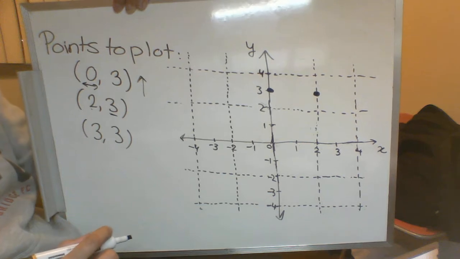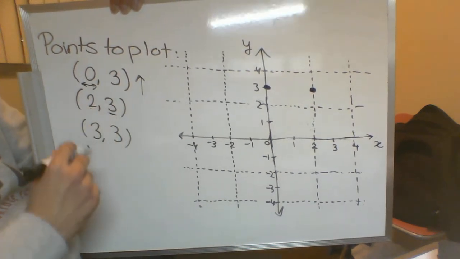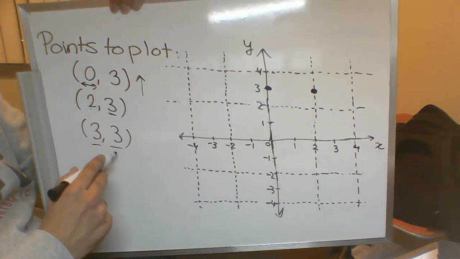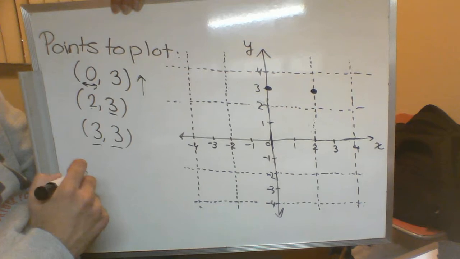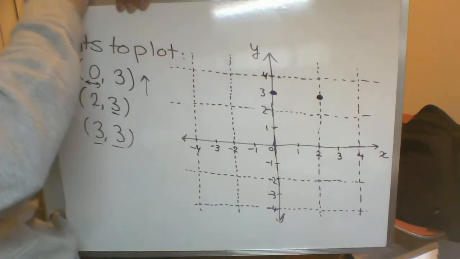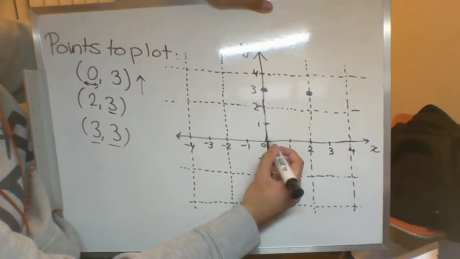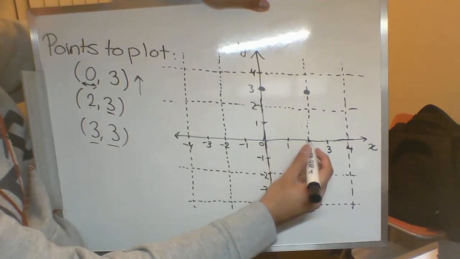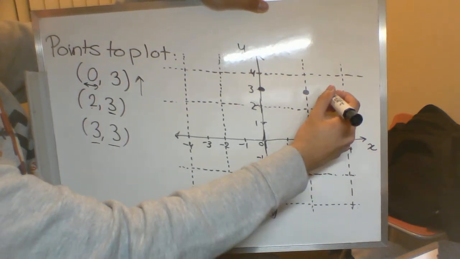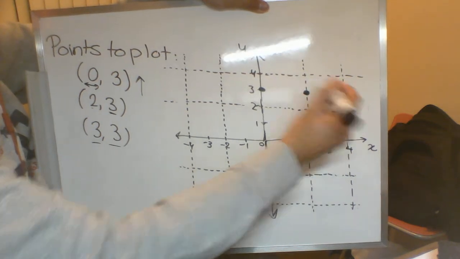And now we've got one more. I know I'm going a little bit fast, but hopefully this isn't too much work to keep up. Now we've got 3 in the x direction and 3 in the y direction. So we start off from the origin, we'll go 3 in the positive x direction, so to the right, and 3 in the positive y direction, so up. So starting from our origin, we go 1, 2, 3, and then from here we go up 1, 2, 3. And that puts us right about there.